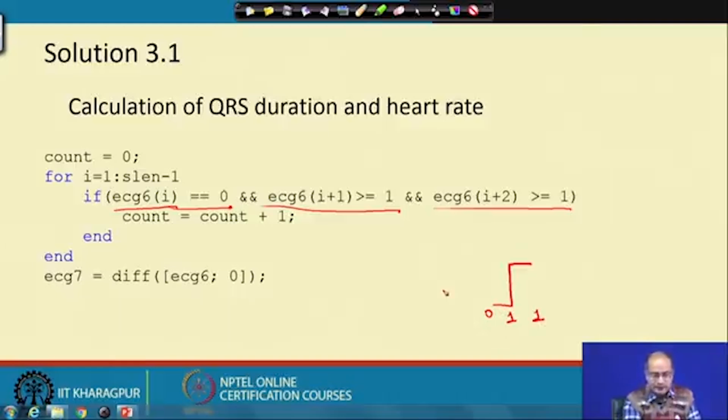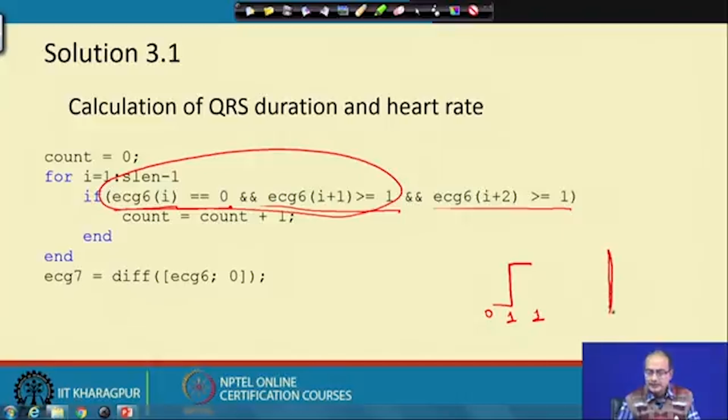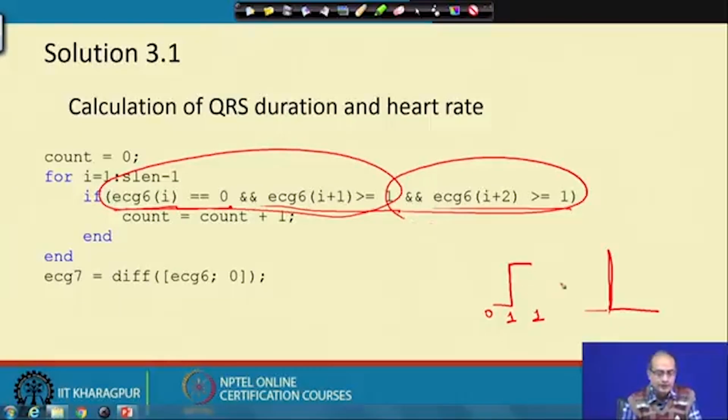Why are we taking all these things? The first thing is giving a transition, and it should not just come like this and again go to 0. It should be a pulse, so to check that, the next AND condition is added, that it should have some continuation. So, if it is there, then we increase the count by 1, which was initialized as 0 at the beginning. So, we go through that signal and find out how many such transitions have happened, and that will give us the count.